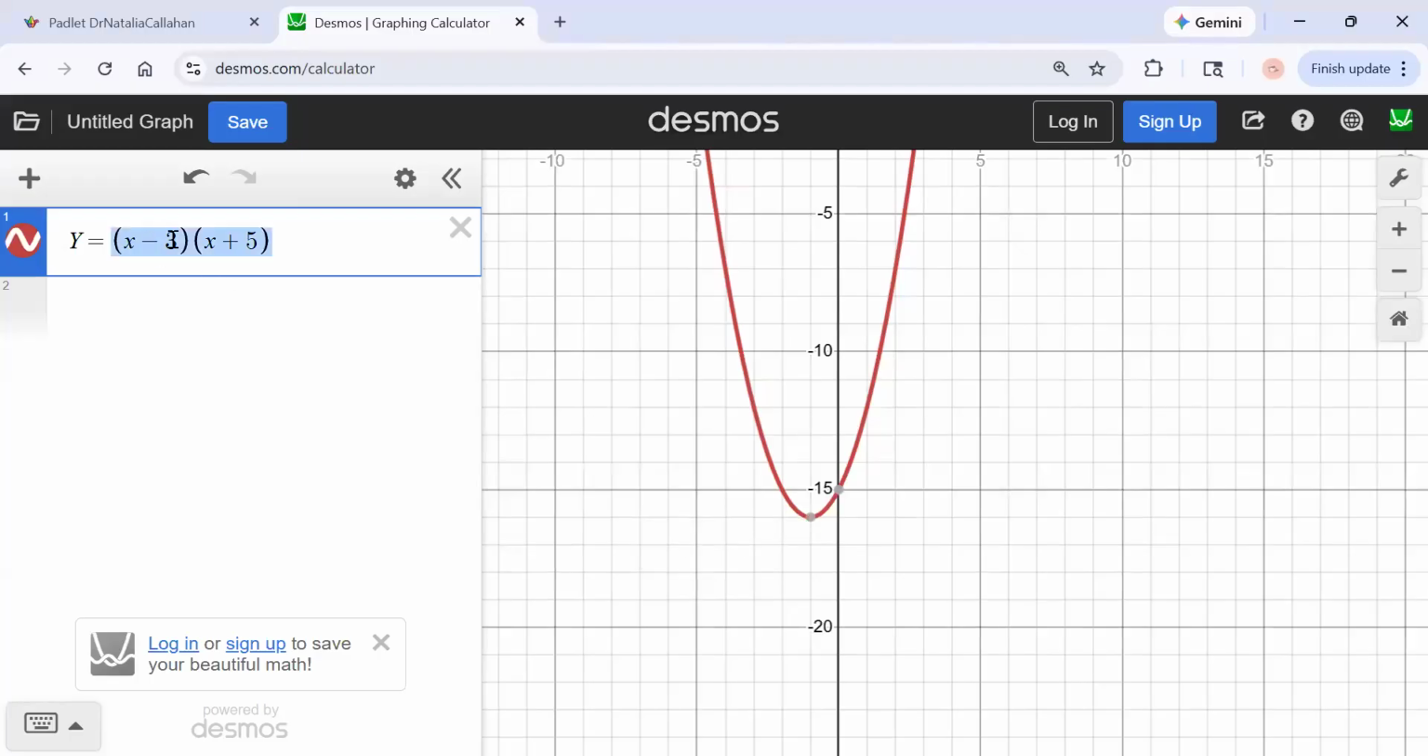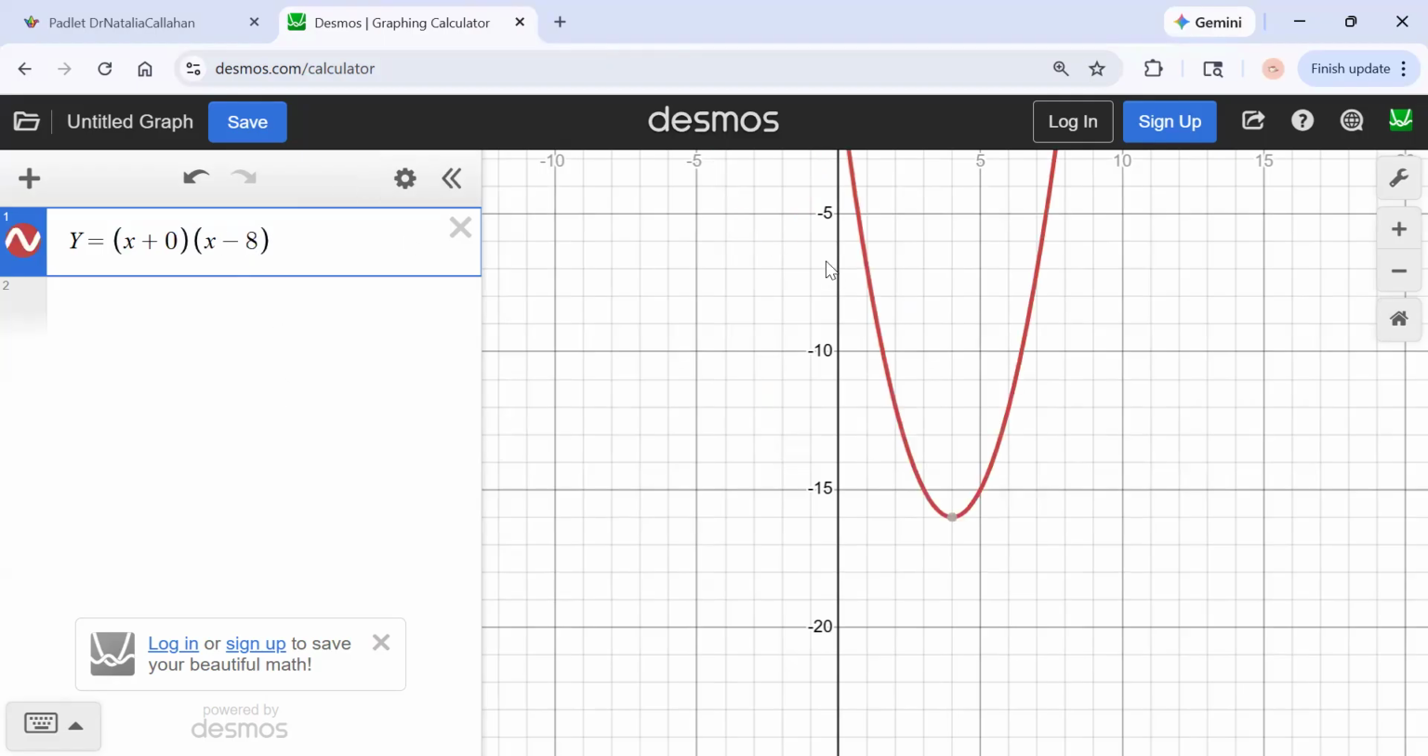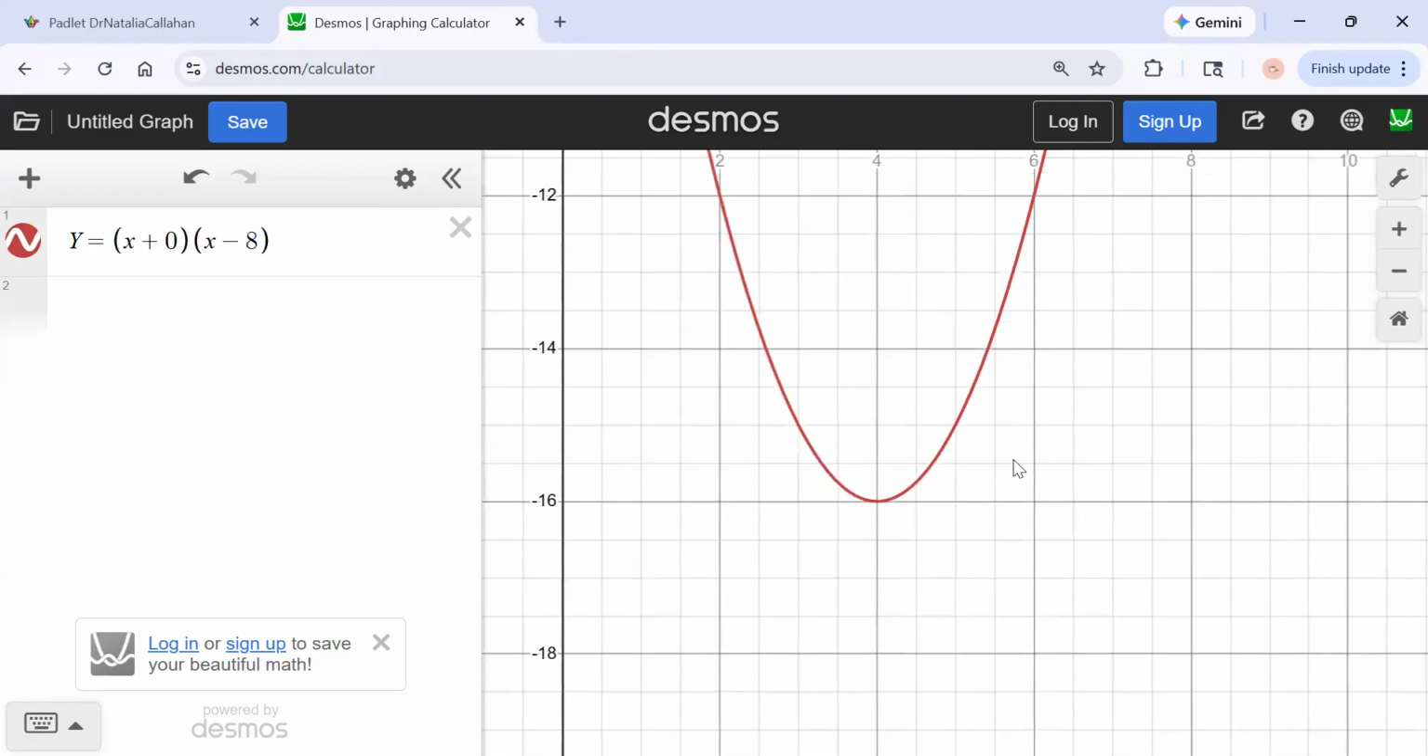Number 7, what is it? X plus 0 and then x minus 8. X plus 8? X minus 8. All right. So we're going to start off with the x-intercept. That's when x crosses, well, there is none. Do you see that? So your x-intercept is just going to be x equals positive 8. When y equals 0, x equals positive 8.